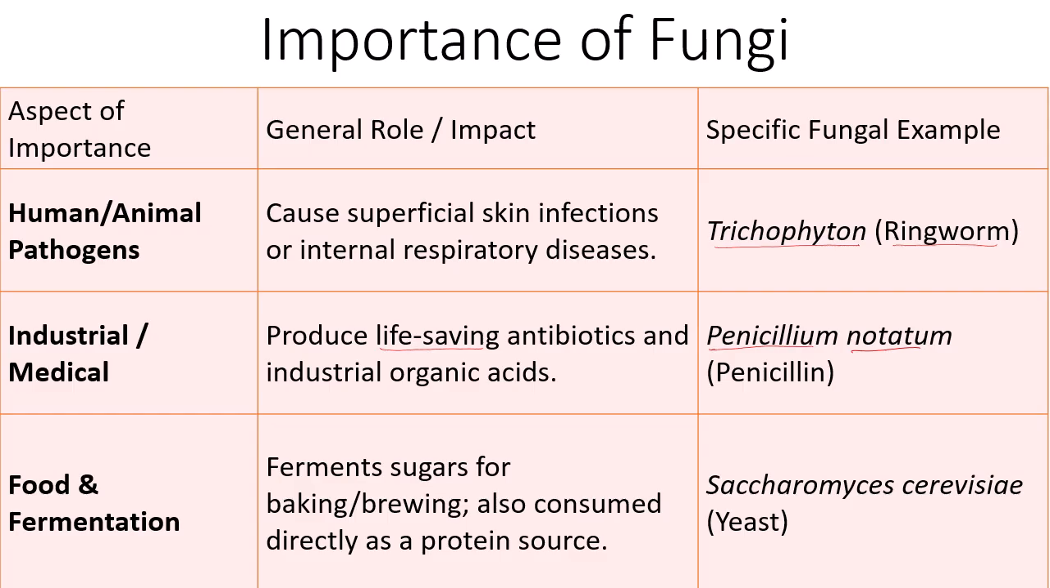Then some of the fungi have a role in the food and fermentation industry. In the bakery industry and in the fermentation industry, a common fungus used is Saccharomyces cerevisiae, which is called yeast, and this is used in the bakery industry as well as the brewery industry, and it is consumed directly as one of the best sources of protein. So these are a few of the economic importances of fungi.